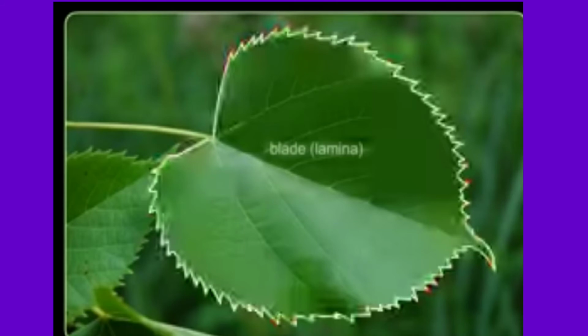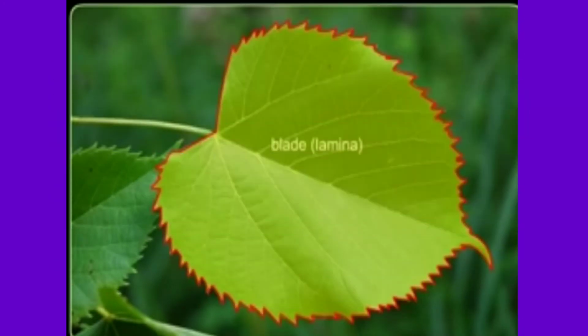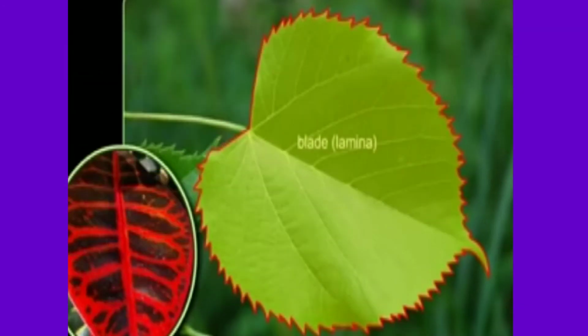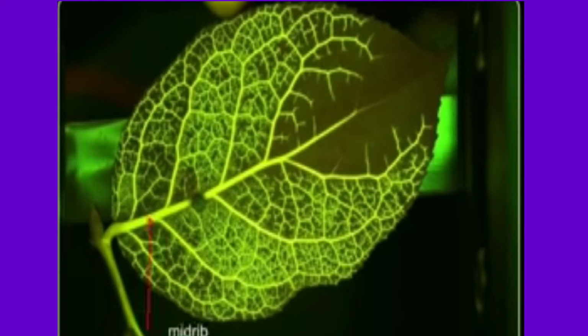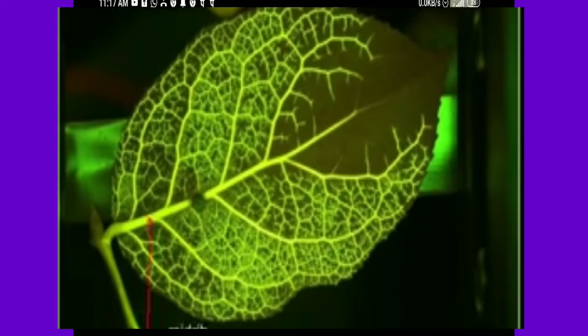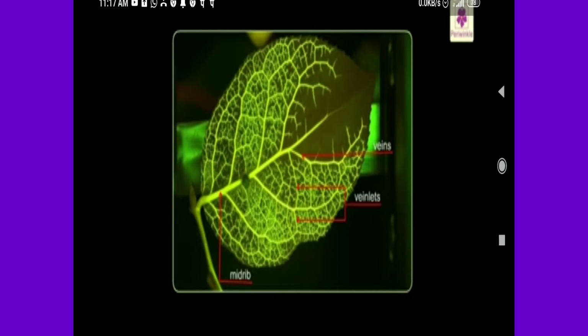Second one, the blade, which comprises the green, expanded, sometimes reddish part of the leaf called the lamina, that houses the midrib and a net-like arrangement of veins and smaller, thinner veins. These veins perform the function of distributing food, water and minerals to all parts of the leaf.